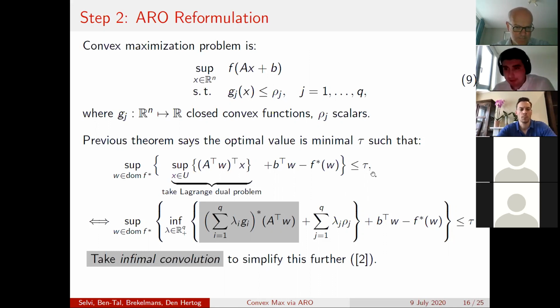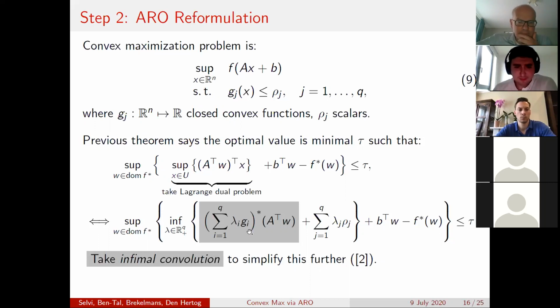And similarly as the previous theorem, we take the Lagrange duality inside. But because we have multiple constraints now, in the second line, we have a minimization problem over q many lambdas. So we have more adjustable variables. And this conjugate here is ugly because this is the conjugate of a function that is the sum of every original constraint times a lambda value. So each constraint is multiplied by a single adjustable variable, and this is summed, and we take the conjugate.